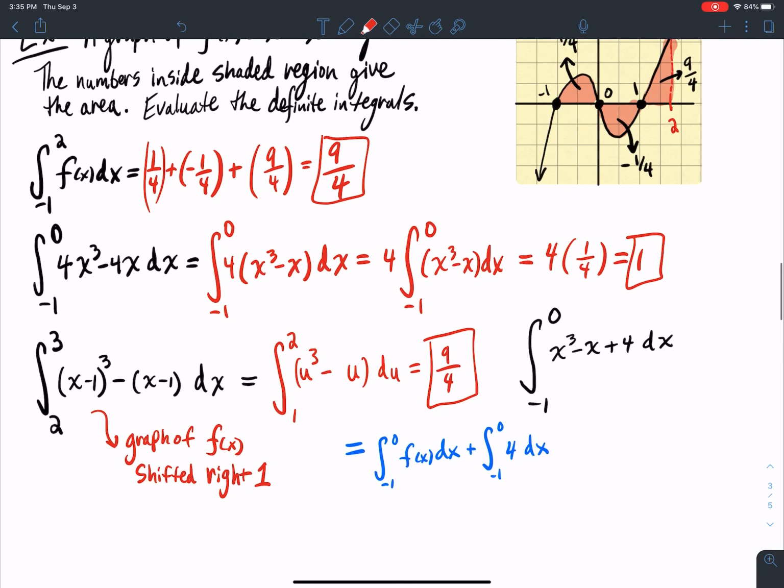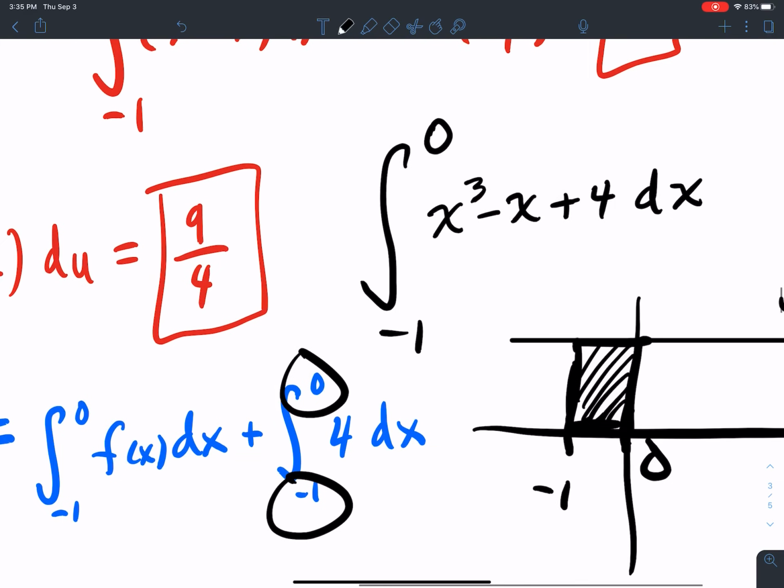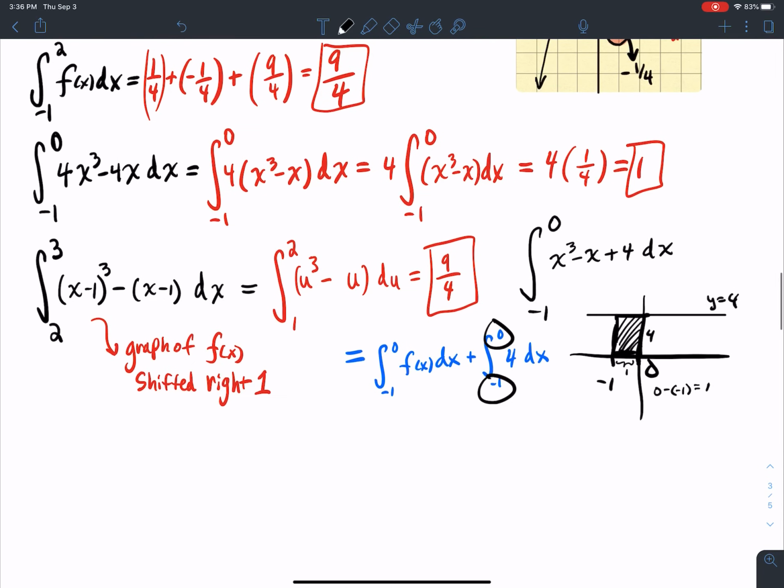Now think about the line of 4. When I graph 4 here, y equal to 4 is a horizontal line at y equal to 4, and I'm summing from -1 to 0, okay? So I'm trying to find the area of this rectangle. Well, the rectangle has a height of 4 and a base of 0 minus negative 1. Well, 0 minus a negative 1 gets me a plus 1, right? So 1 times 4 gets me 4 for that geometric area.